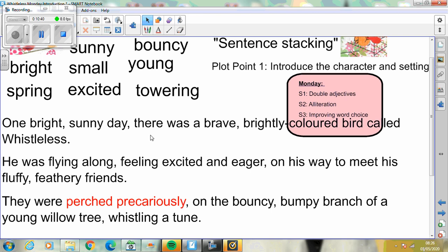One bright sunny day, there was a brave, brightly coloured bird called Whistleless. He was flying along, feeling excited and eager, on his way to meet his fluffy, feathery friends. They were perched precariously on the bouncy, bumpy branch of a young willow tree, whistling a tune. So that's the start of my story. That's the introduction. Plot point 1.